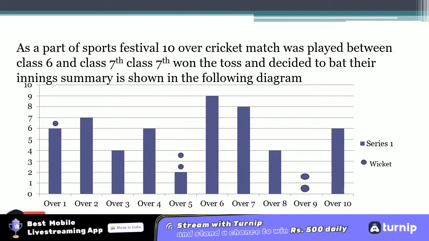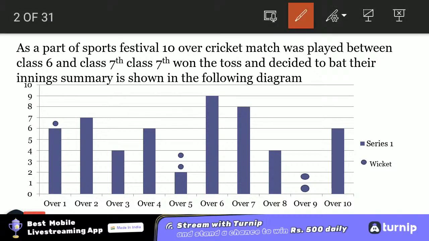So as a part of the sports festival, a 10 over cricket match was played between class 6th and class 7th. Class 7th won the toss and decided to bat their innings. Their innings summary is shown in the following diagram. As you can see, it's a bar graph, and in this bar graph you can see it's between two classes, class 6th and class 7th.